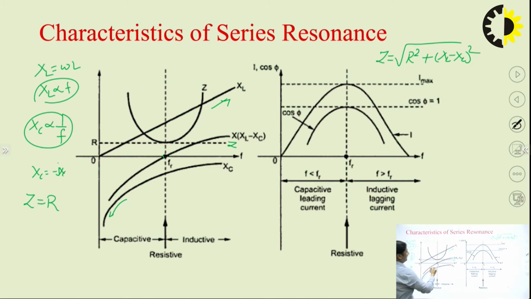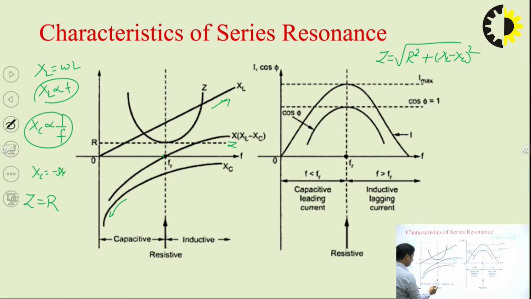Effectively, the net reactance X will be like that. At this point it is equal to 0. The reactance is 0 at this point. When the frequency is less than FR, the resonance frequency, it is the capacitive or leading current. If the frequency is greater than the resonant frequency, it is the inductive or lagging current. So this is for the capacitive and this is for the inductive circuit. You can see the characteristics of the reactances and impedances.